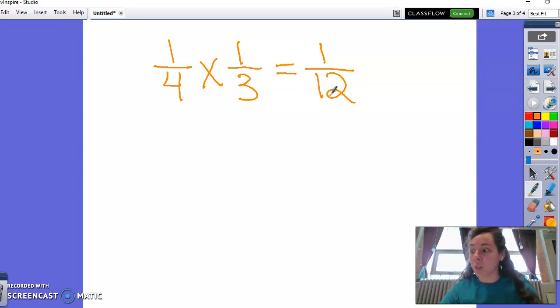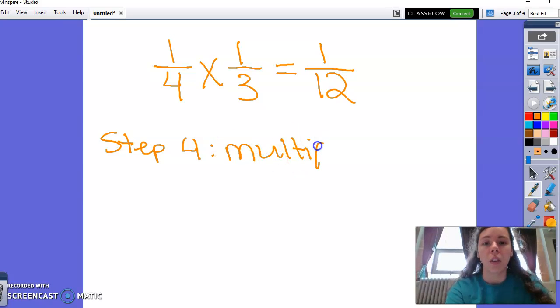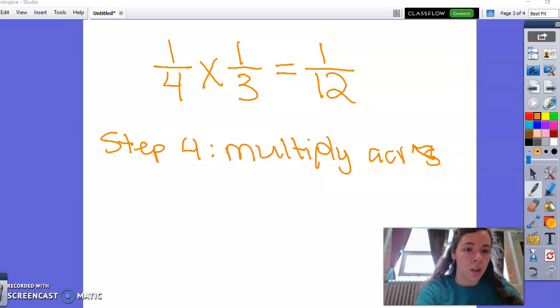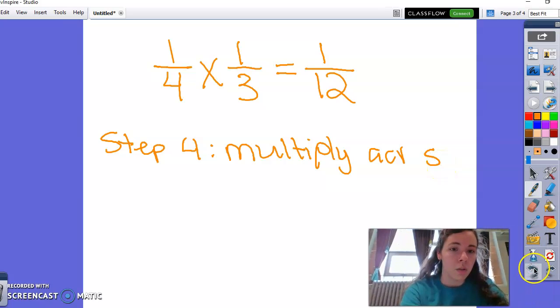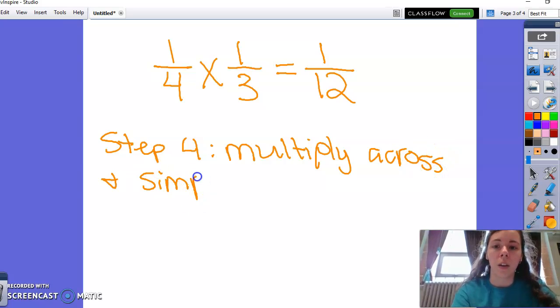Okay, hang with me. We're going to do some examples here. I guess this was kind of step 4. You can write this in your notebooks too. Step 4, multiply across and simplify.